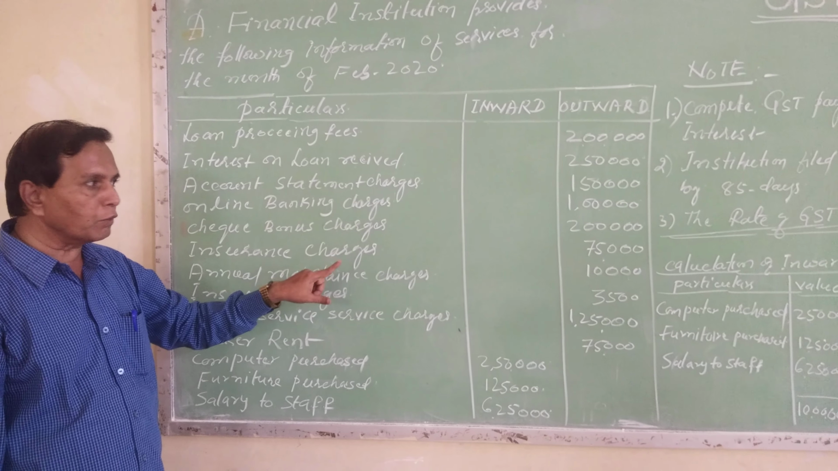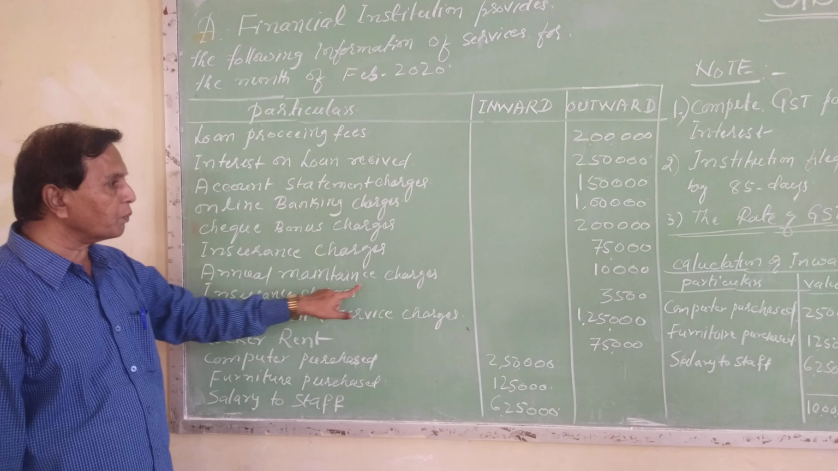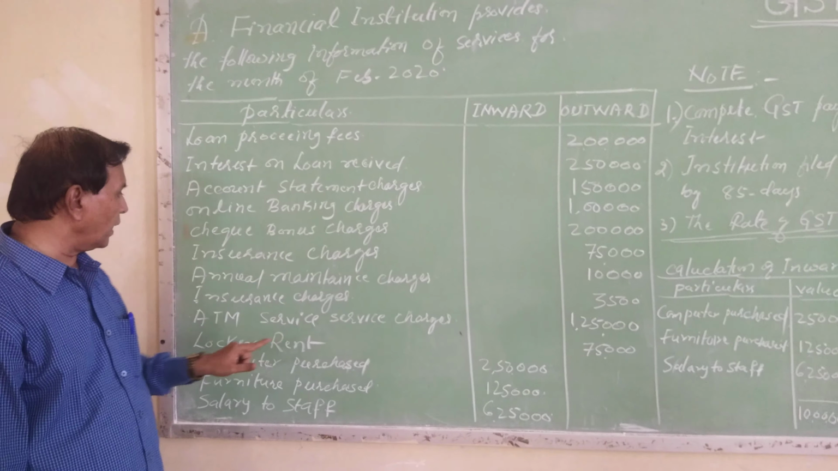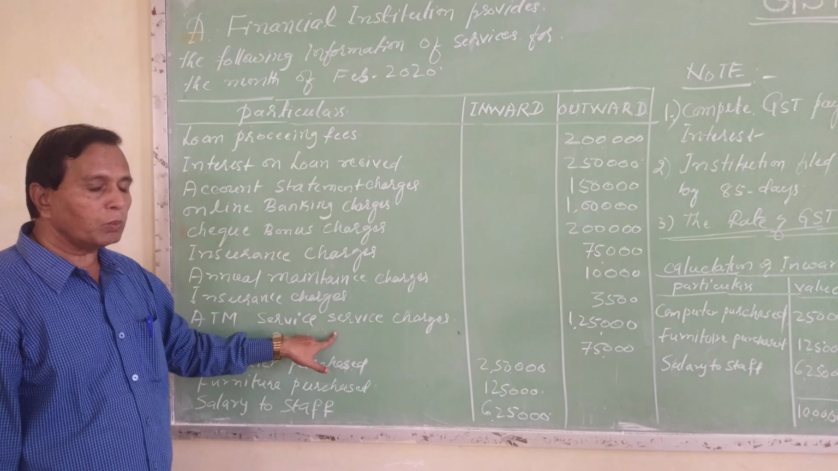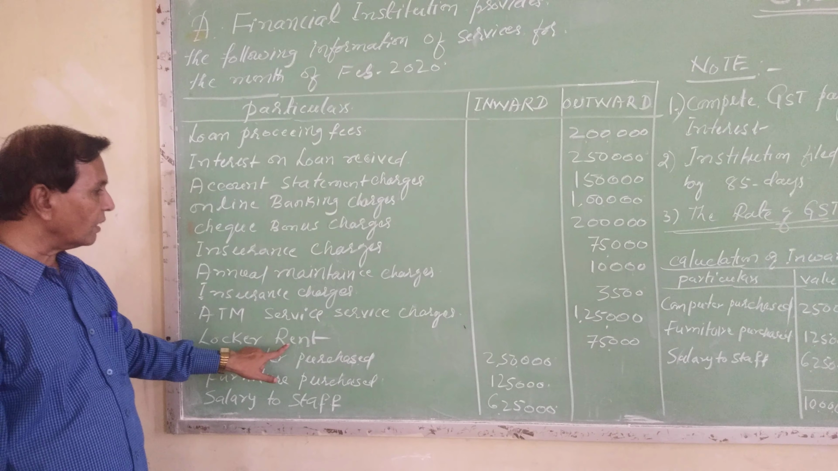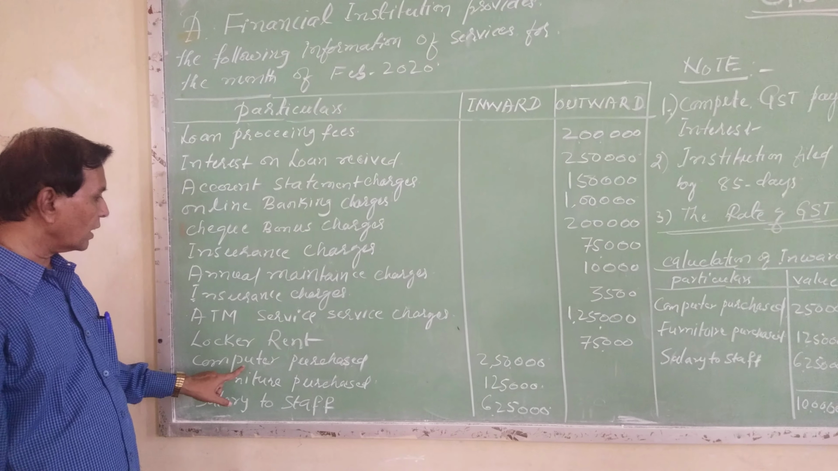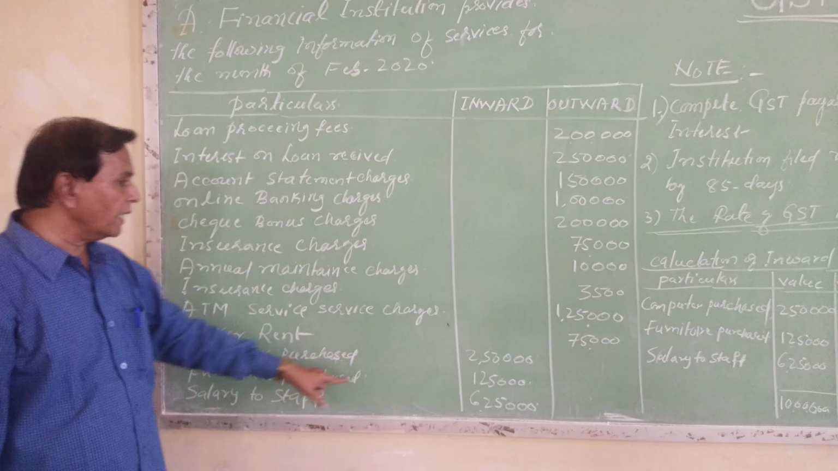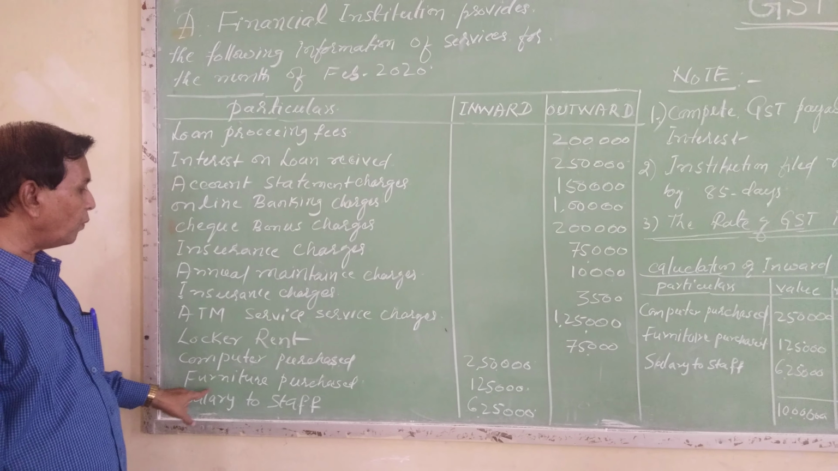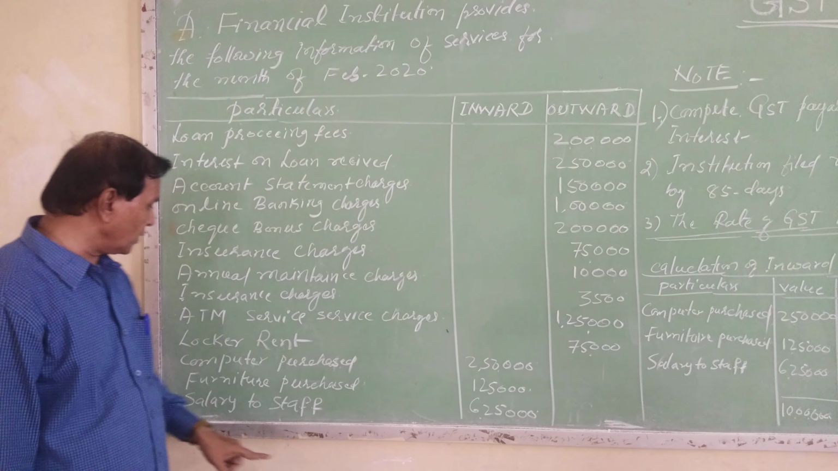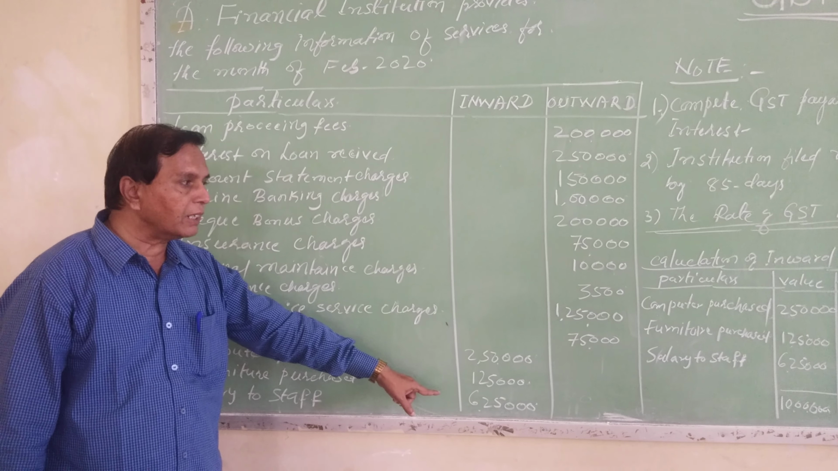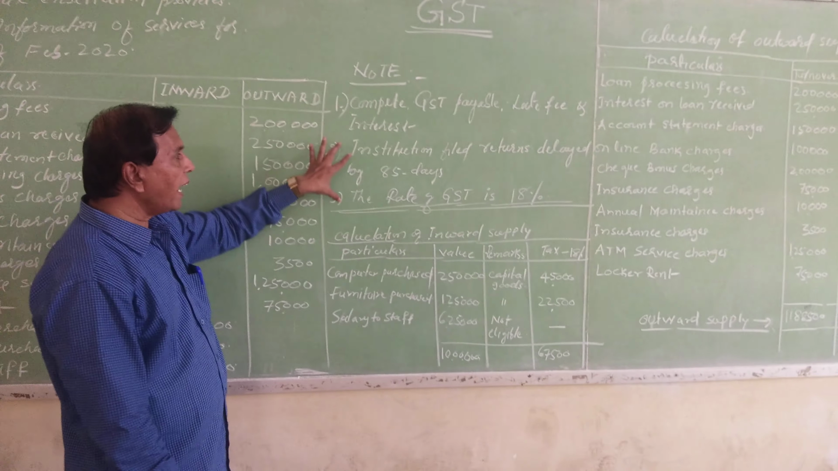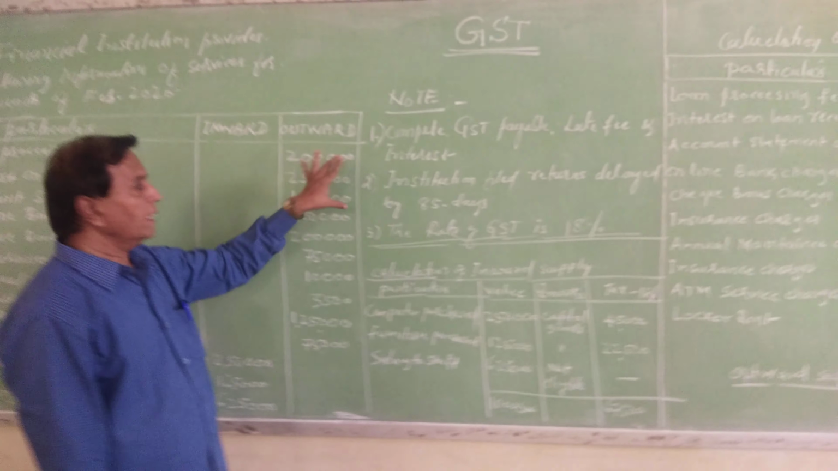Insurance charges, 75,000. Annual maintenance fees charges, 10,000. Insurance charges, 3,500. ATM service charges, 1,25,000. Locker rent, 75,000. Computer purchase, all these are inward purchases. Purchase 2,50,000. Then furniture purchase 1,25,000. Salary to staff 6,25,000. And the adjustment notes are given as follows concerned to the services.